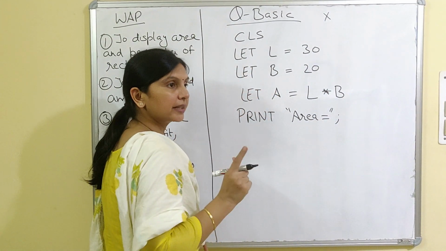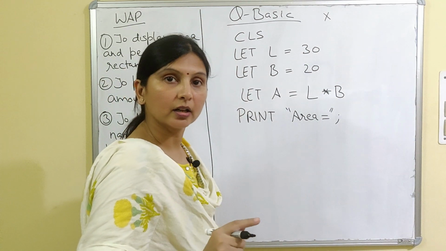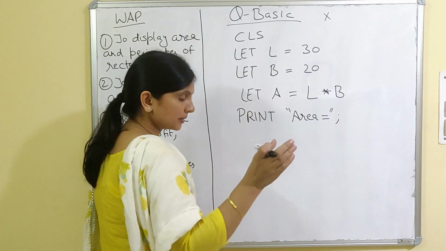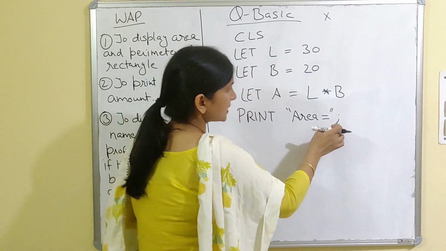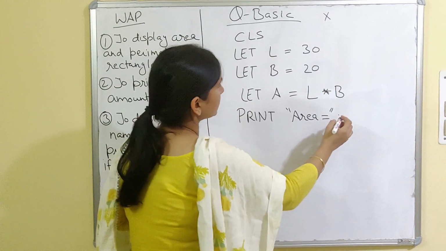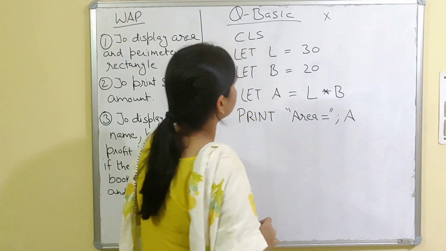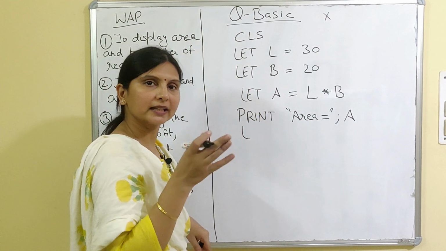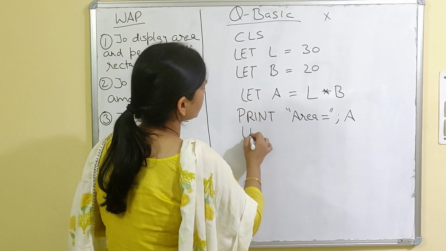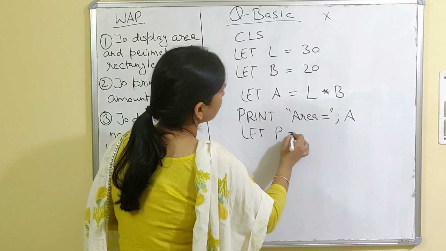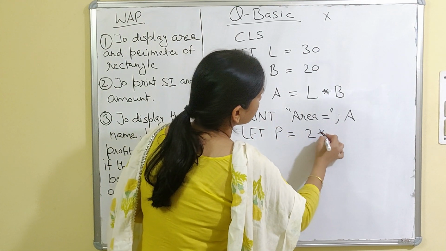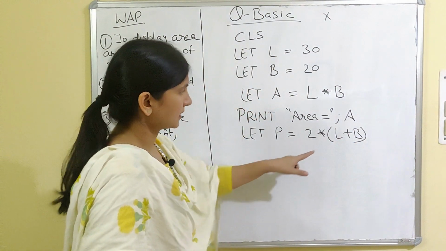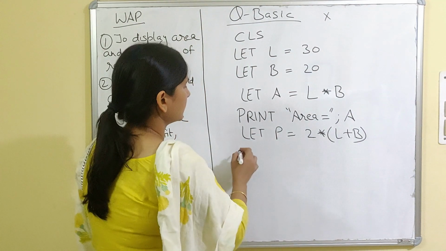semicolon. In print we use either a semicolon or a comma. Here we will use a semicolon. If you give a comma, then space will come. So instead of a comma we will use a semicolon here, and the variable A. Fine. Now perimeter: you can either calculate area and perimeter together and then display them, it's your wish. Let P equals 2 into L plus B. This is the formula, with the asterisk sign. Right? Print.